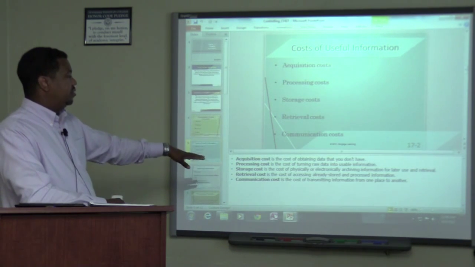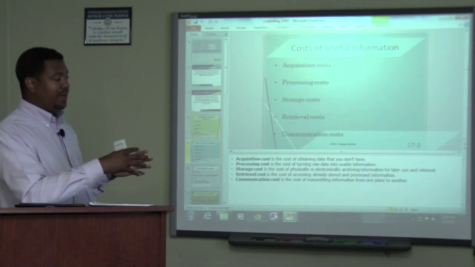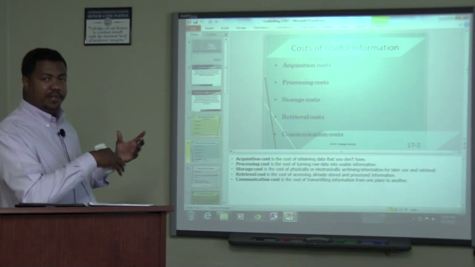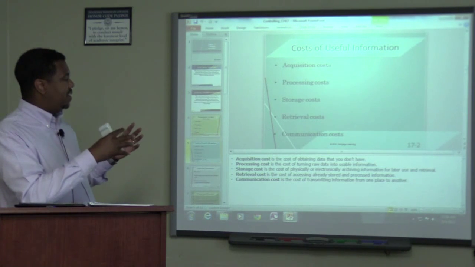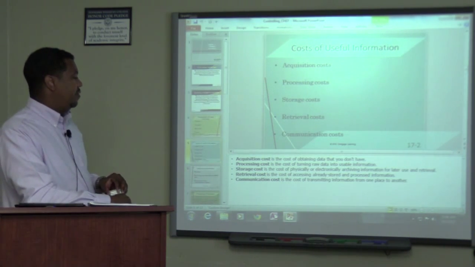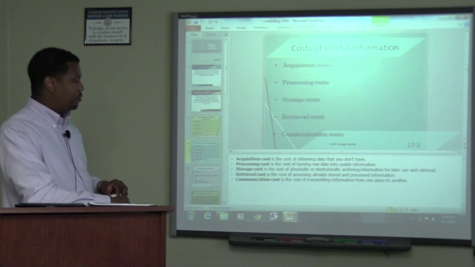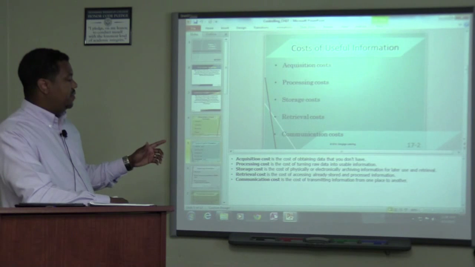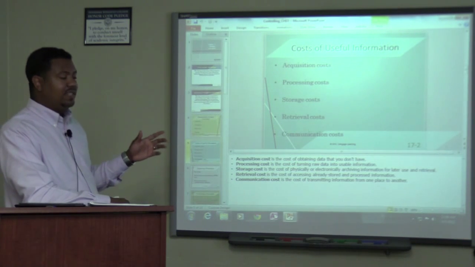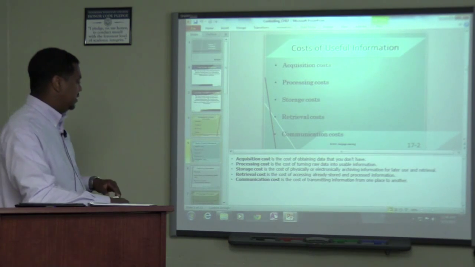You also have your storage costs, trying to figure out how to archive all this information as far as all the customer experience, all your different employees that come in and out of your organization. You have your retrieval costs, your ability to obtain information that's already been stored. And then you also have your communication costs of sending information from one part of the organization to another part of the organization.